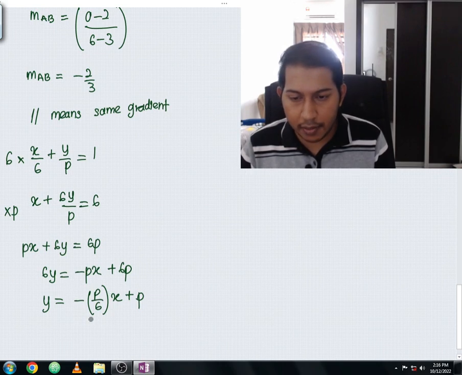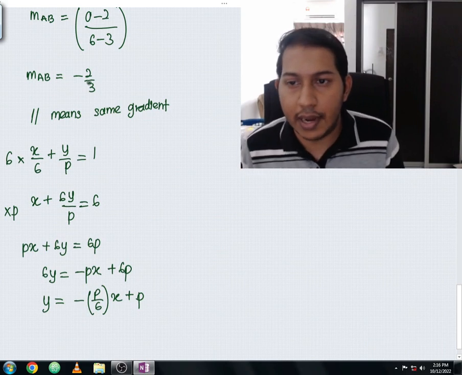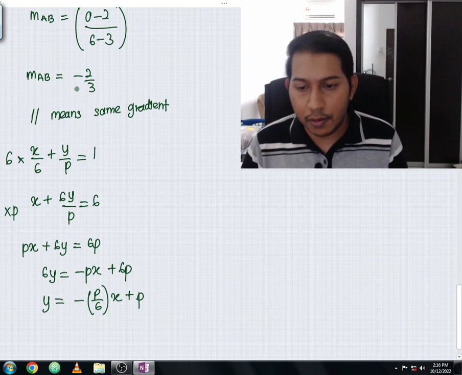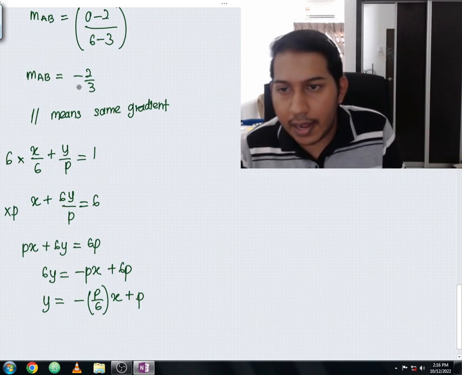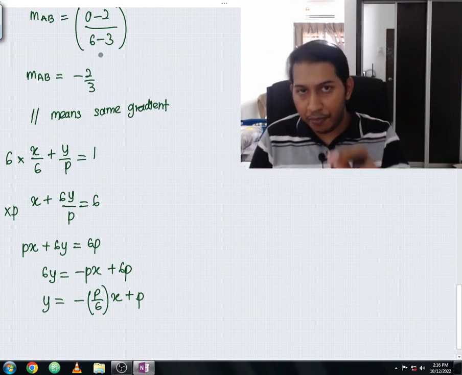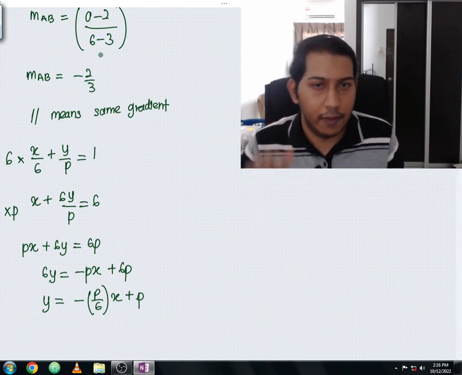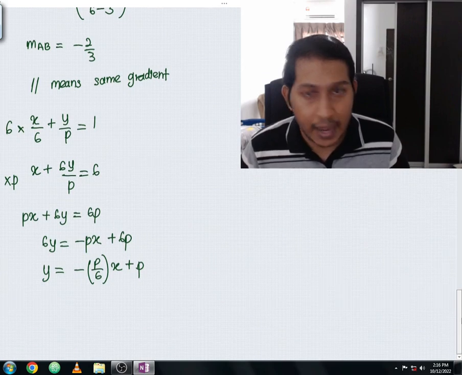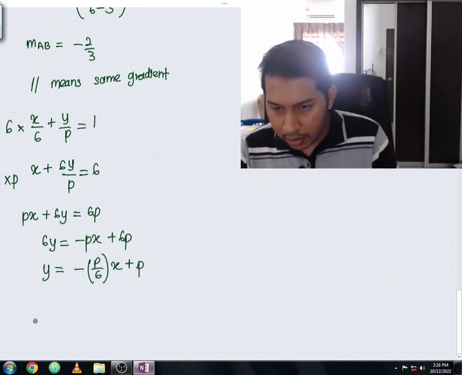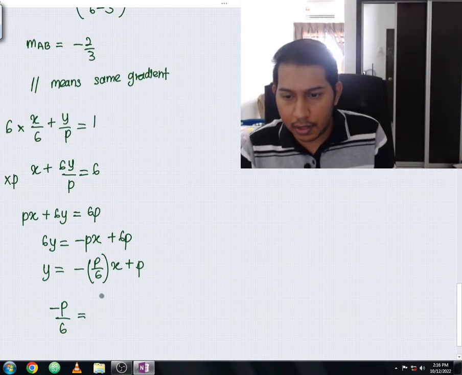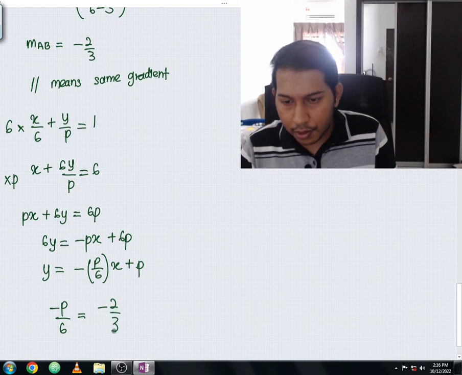Now you already get the gradient. This is your gradient, which in this case is negative p over 6, and you already get the gradient of straight line AB, which is negative 2 over 3. So for the next step, we're going to compare this gradient and the gradient of AB together, and from there we can get the value of p. So we are almost there, we are very close to our final answer, so hang tight. So from here negative p over 6, through the comparison, is equal to negative 2 over 3.